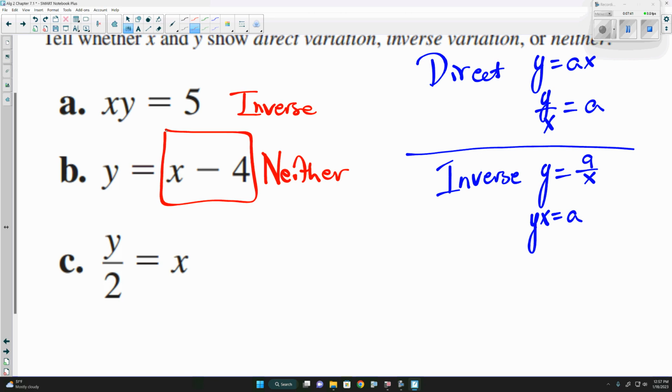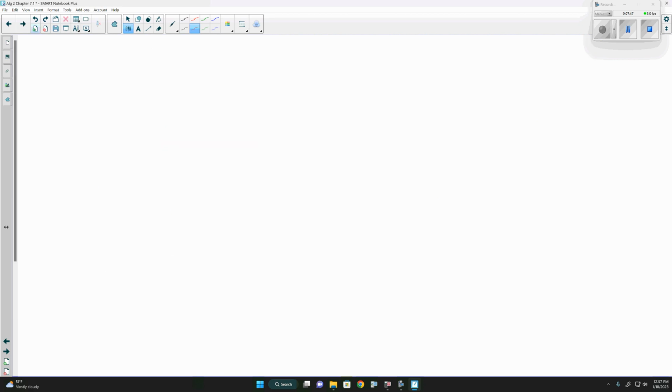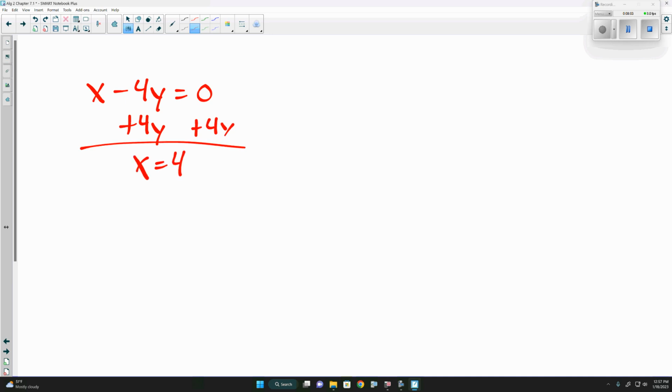Now, is it possible to have addition or subtraction and it be direct or inverse? Yes, but let's do minus. X minus 4y is equal to 0. Because then we can add 4y to both sides. That's just going to tell us x is equal to 4y. So really, if I have another number there added or subtracted, it's not going to work.